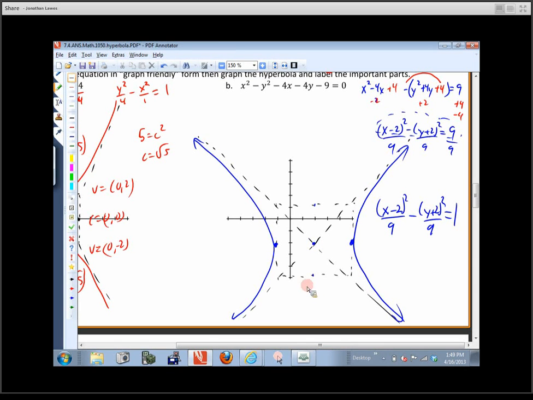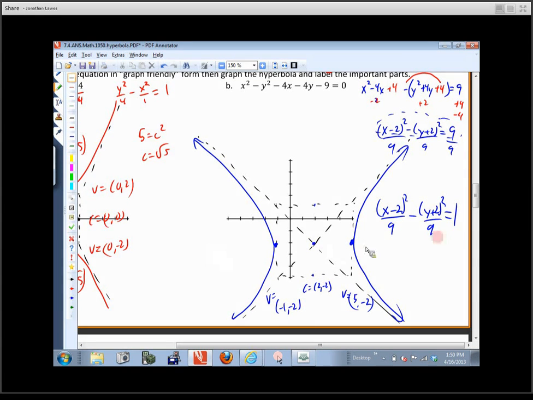I'll go ahead and label the center. The center is 2, negative 2. This vertex here is going to be, well, let's see. If I'm going left and right, then the only coordinate that's changing is the x-coordinate, right? So I'm going to go forward 3 units. That's going to put me at 5, negative 2. And this one right here, that vertex, well, I back up 3, so that's going to put me at -1, -2. Again, notice how they all have the same y coordinate.